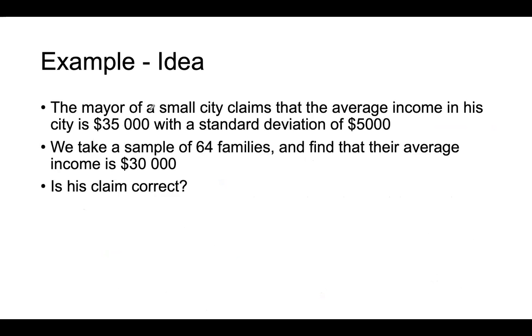So let's say a mayor of a small city claims that the average income in his city is 35K with a standard deviation of 5,000. So this is the claim. We take a sample of 64 families, so that is our N, and find that the average income is actually 30K. Is this claim correct? So what is the null hypothesis? What is the alternative hypothesis? Anyone?